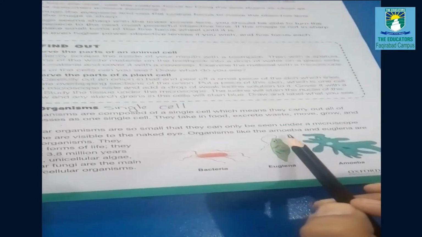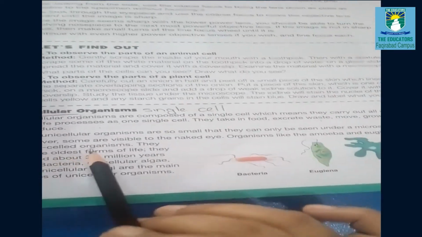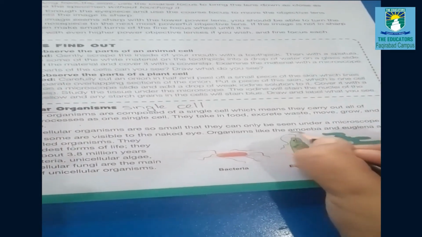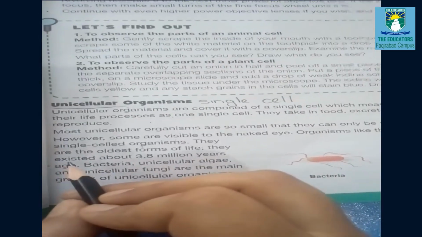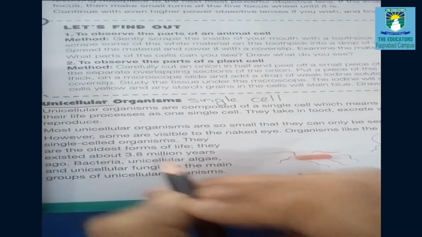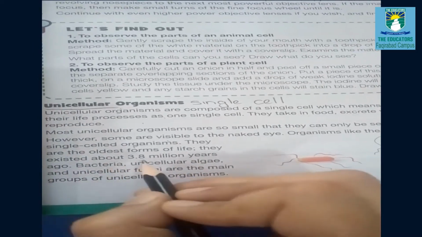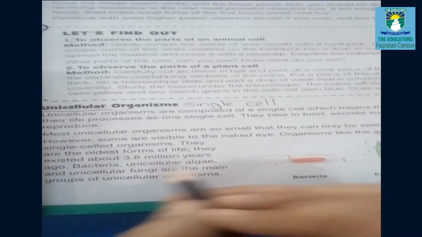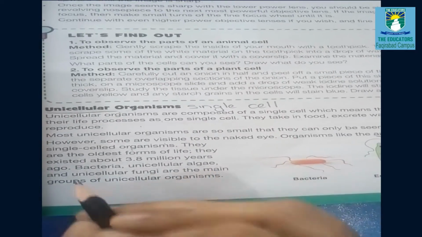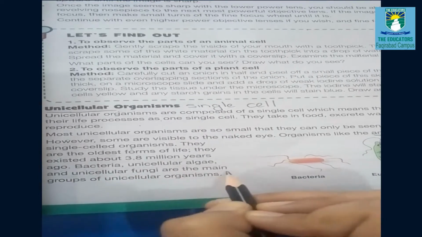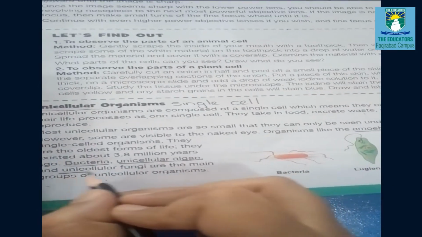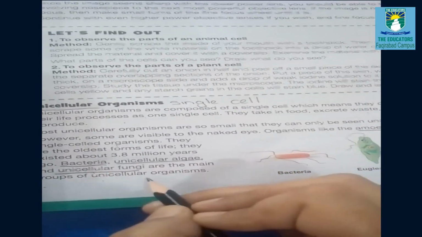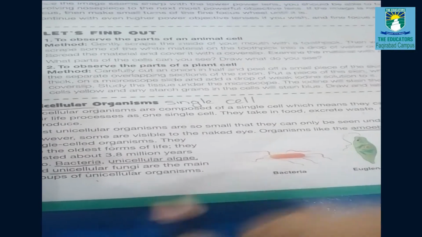Organisms like amoeba and euglena are single-celled organisms. Underline this word. These two are single-celled organisms. They are the oldest form of life. They existed about 3.8 million years ago. Bacteria, unicellular algae, and unicellular fungi are the main groups of unicellular organisms. Keep it in mind. These three are the main groups of unicellular organisms.